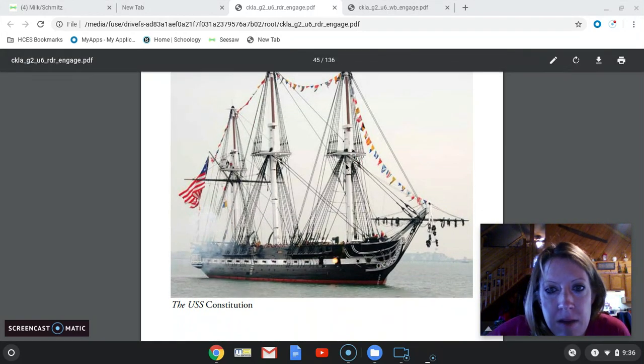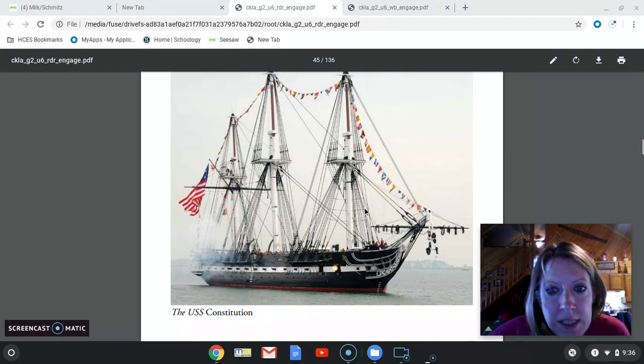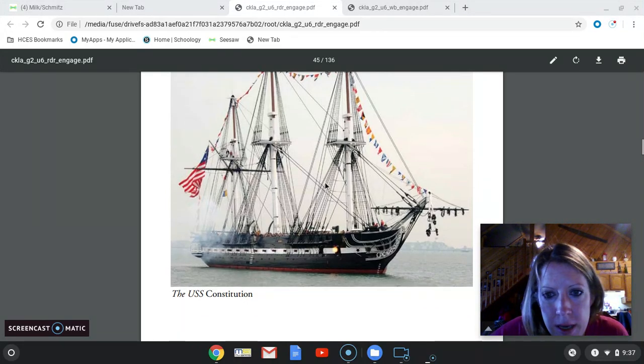Here again is a picture of the USS Constitution. You could see its long masts. The masts are the parts that hold the sails. You could see the United States flag. Okay.